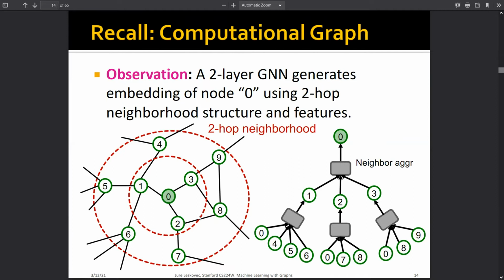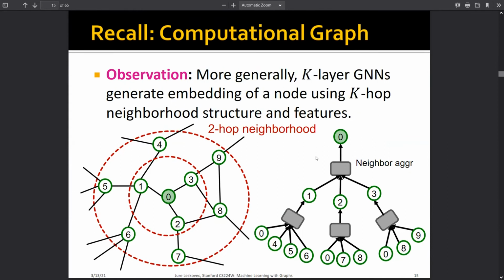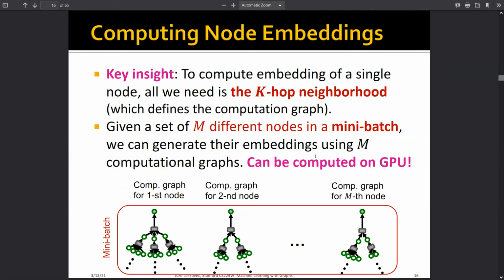So basically, it's a repetition of what we had learned, like how it aggregates, right? So observation: a k-layered GNN generates embeddings of a node using the k-hop neighborhood structure and features. To compute the embedding of a single node, all we need is its k-hop neighborhood. So given M different nodes in a mini batch, we can generate their embeddings using M computational graphs, which can fit in the GPU.